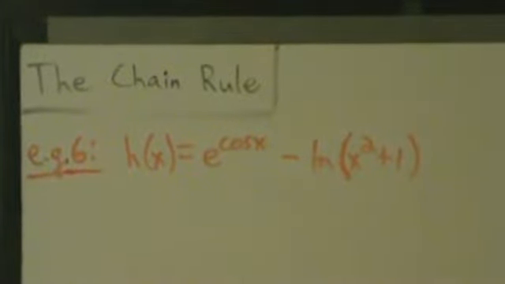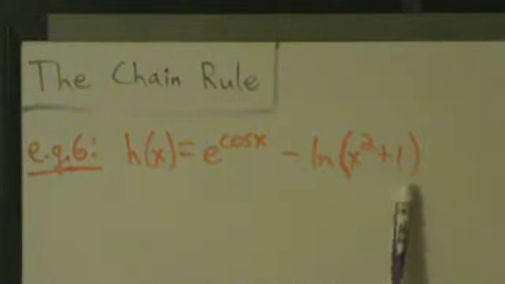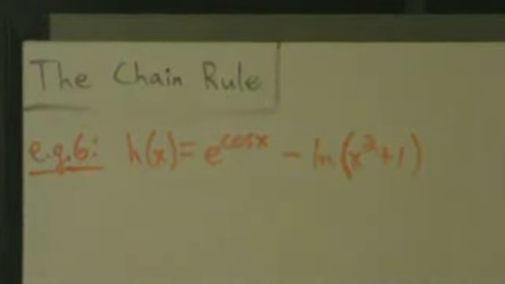Okay, so here's example 6 with the chain rule. h of x equals e to the cosine of x minus natural log of x squared plus 1, like this here. So again, we're going to do it term by term, because we have one thing minus another thing. So we're just going to differentiate term by term.